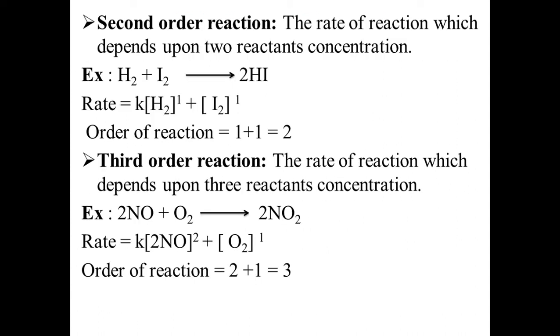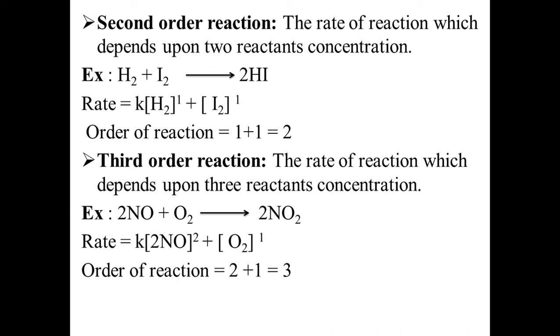Next we will come to the second order reaction. Second order reaction means the rate of reaction depends upon two reactants' concentrations. Example, H2 plus I2 gives 2HI. Then I will write the rate expression. Rate is equal to k, concentration of H2 to the power of 1 times concentration of I2 to the power of 1. Then the order of the reaction is 1 plus 1 is 2. This is the second order reaction.